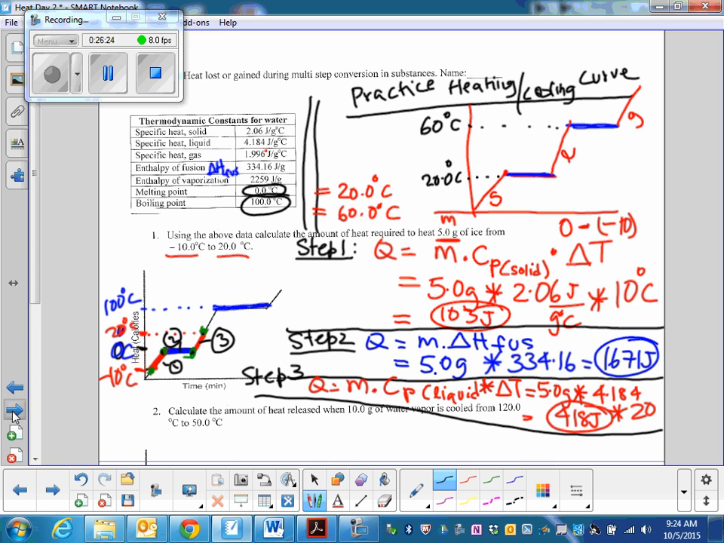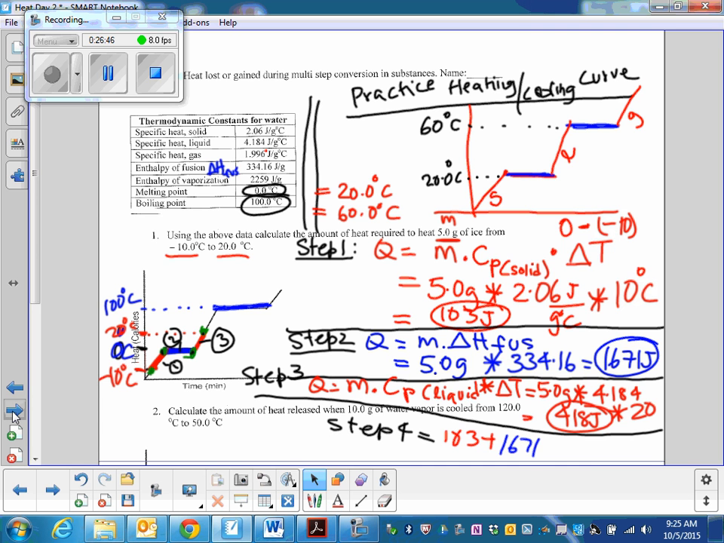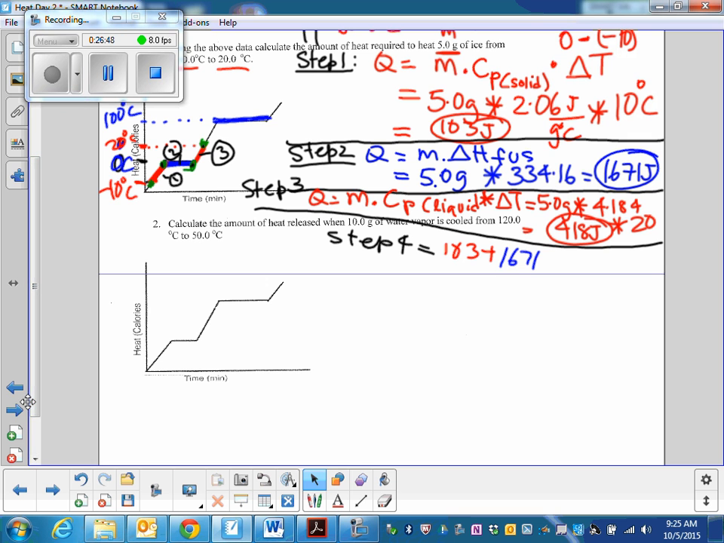You have to add them all up. So my step 4, guys, I'm running out of place here. Do you mind if I write it below the problem? Step 4 is, I add up all these numbers, which is 103 plus 1671. Is everybody able to see what I'm doing here? Plus 418 joules, which is equal to what?